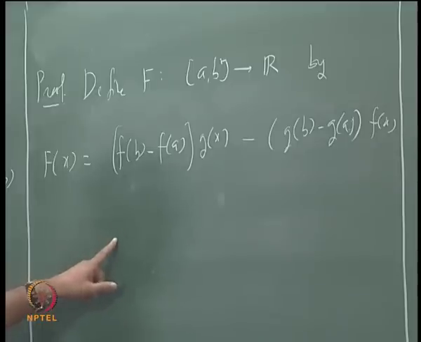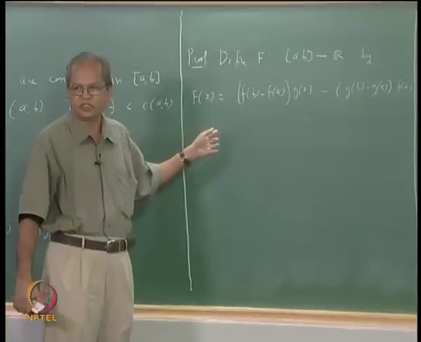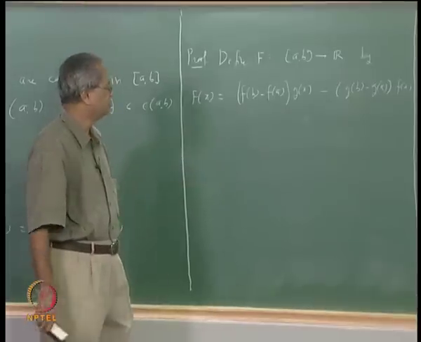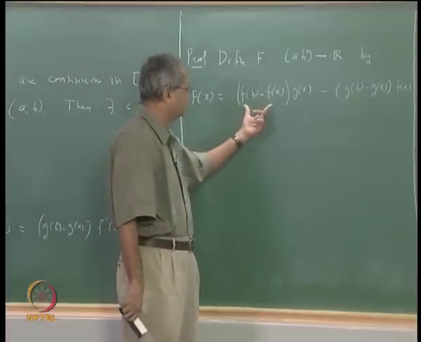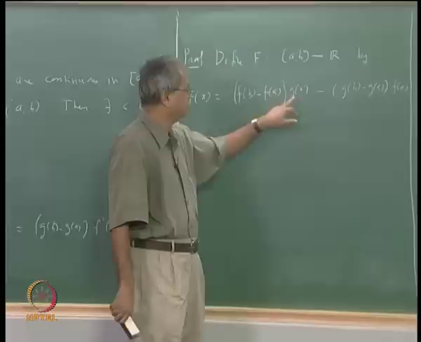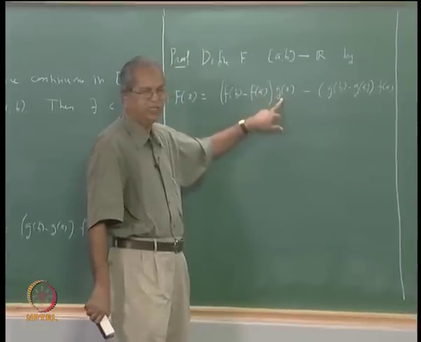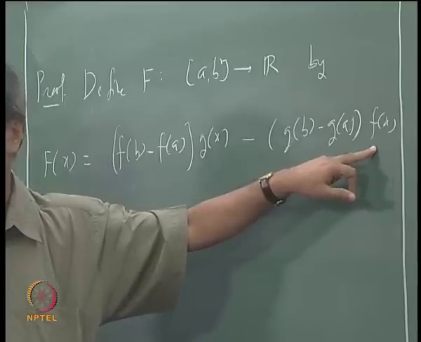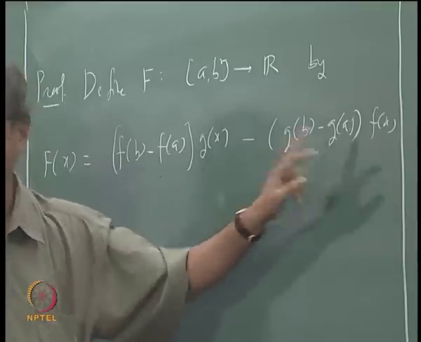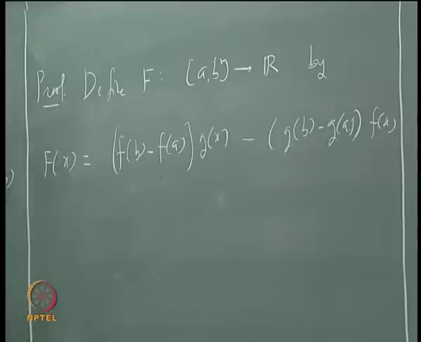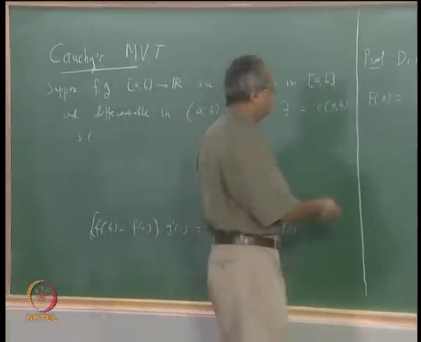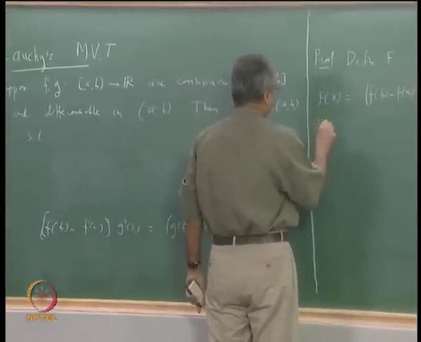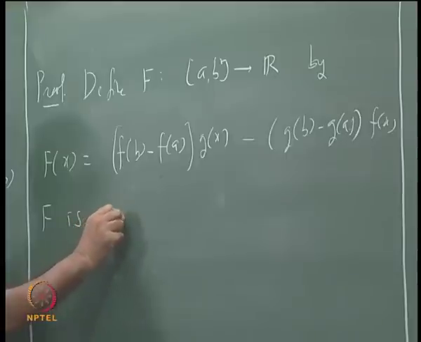What are those? This big F must be continuous in [a,b]. Now what does continuity depend on? F(b) minus F(a) is anyway constant. So wherever G is continuous, big F should be continuous. Similarly, wherever small f is continuous, big F also should be continuous, and we are given that small g and small f are continuous in the closed interval [a,b]. So we can observe that big F is continuous.